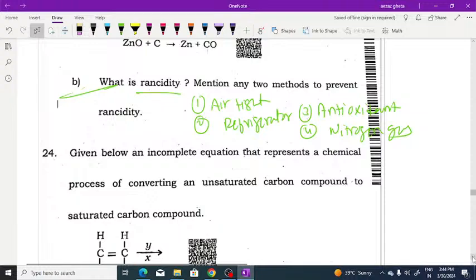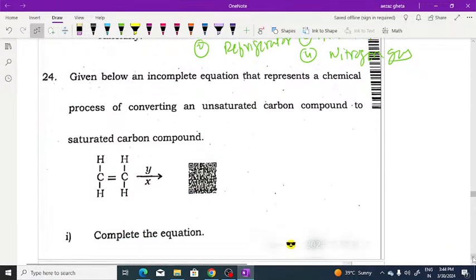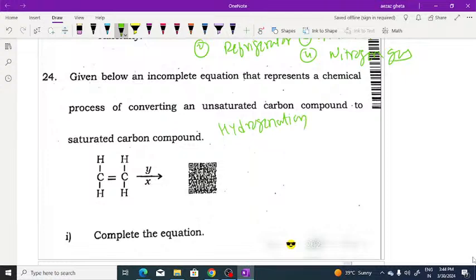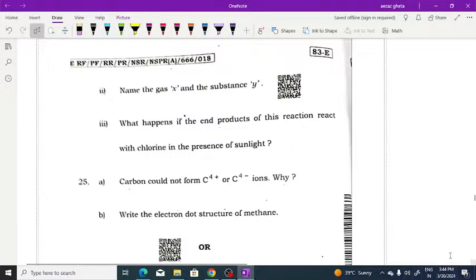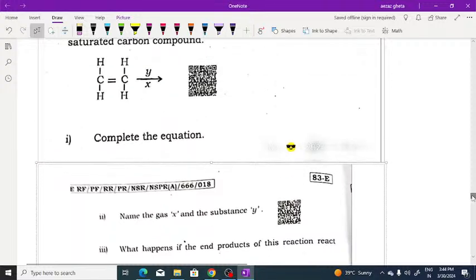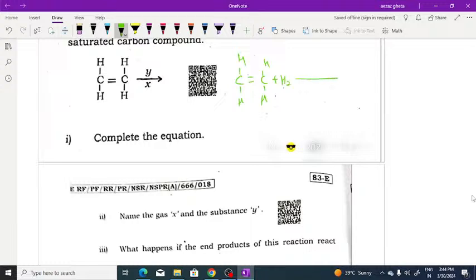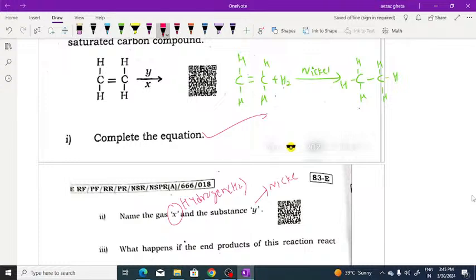Let us go with 24 question. Given below, incomplete equation represents chemical process converting unsaturated carbon compound to saturated carbon compound. Hydrogenation, you remember hydrogenation, addition of hydrogen. Complete the equation they are telling us. Name the gas X and substance Y. This is C, here H, here H, double bond, plus H2 with nickel catalyst, giving a single bond with H on each carbon. This is the reaction. Understood? The gas X is hydrogen, H2. Substance Y is nickel, a catalyst.